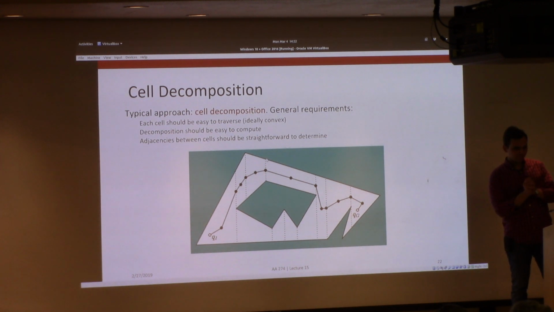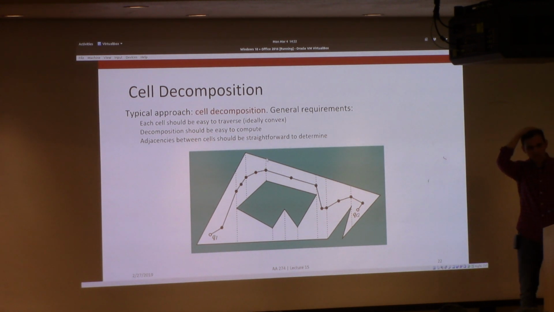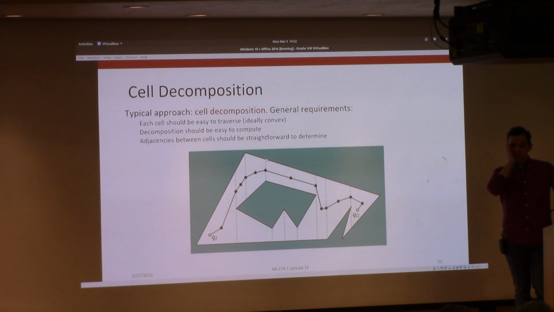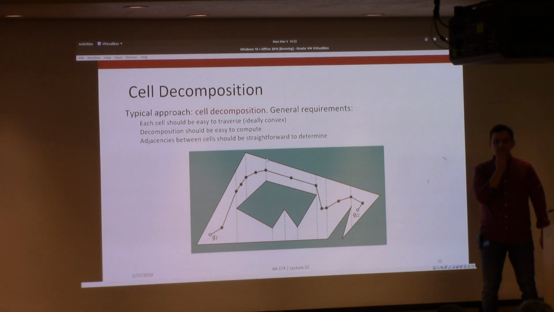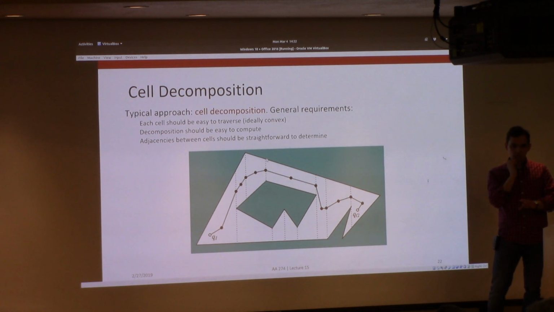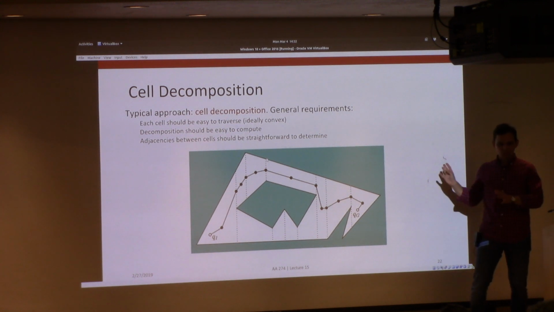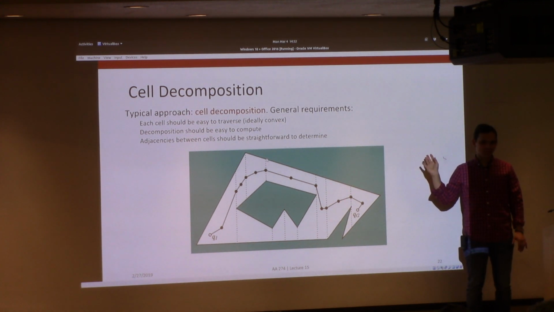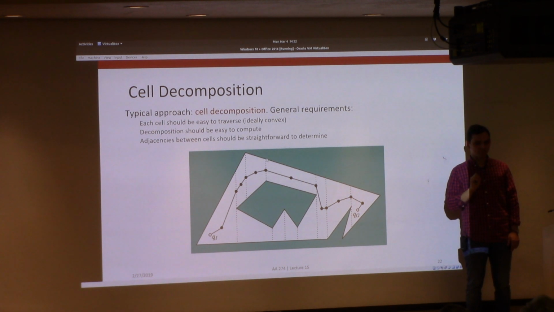Okay? Yeah? So here our goal is not to find the shortest path, but actually any path. Yeah, yeah. So for now, we're just looking for a path, and in a few more slides, we'll see how to find the shortest path. Again, let me emphasize that this is for a very simple case of a robot that has a two-dimensional configuration space. Okay?